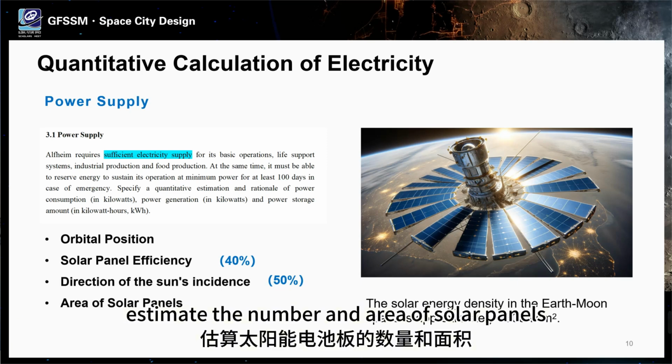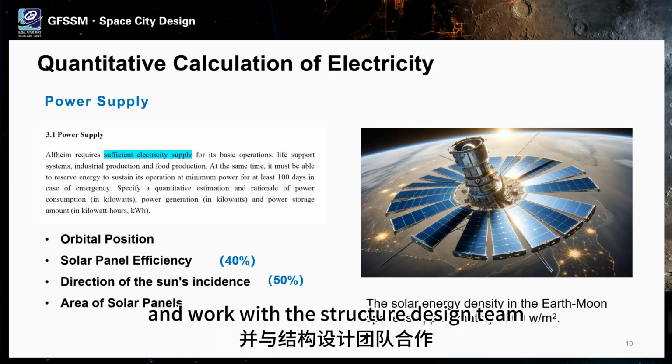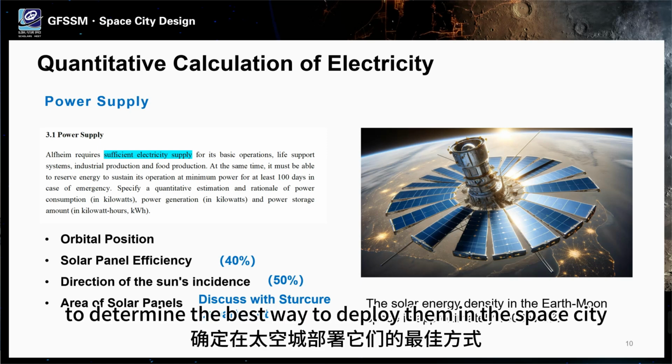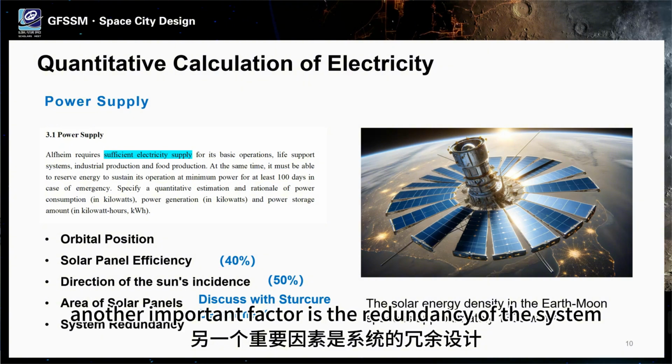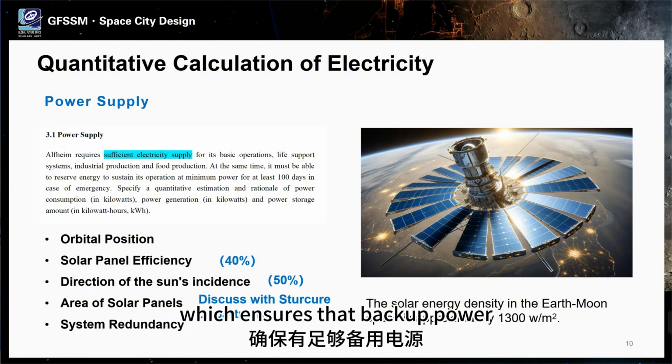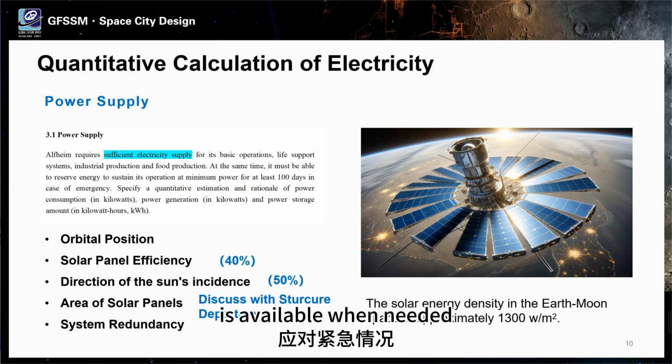Then we can estimate the number and area of solar panels and work with the structure design team to determine the best way to deploy them in the space city. Another important factor is the redundancy of the SIST, which ensures that backup power is available when needed.